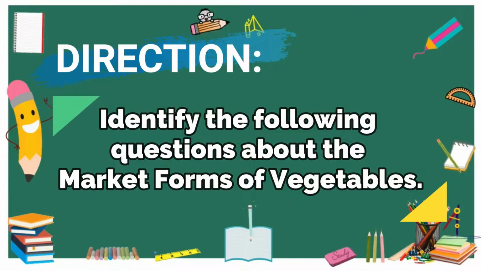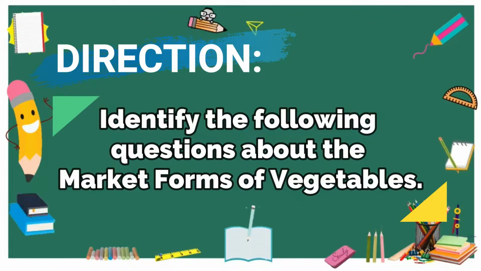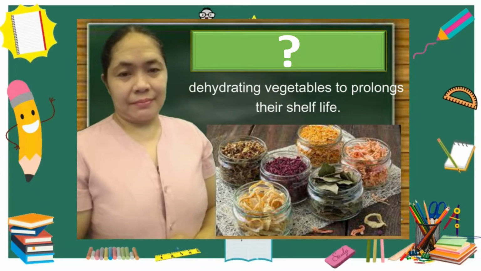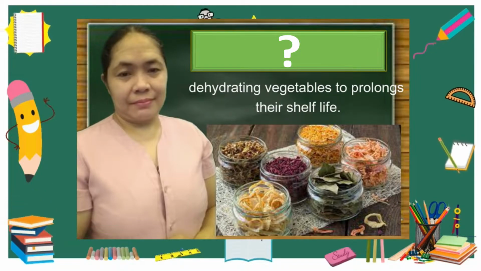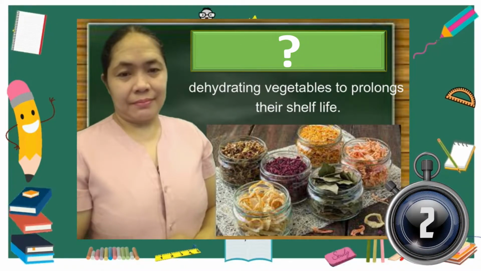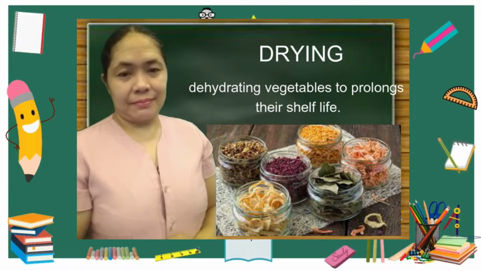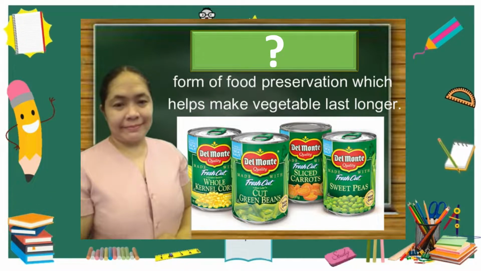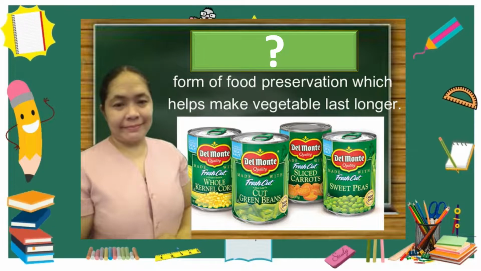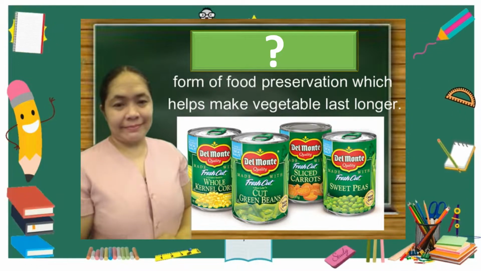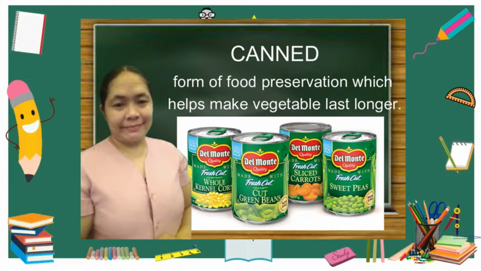Direction. Identify the following questions about the market forms of vegetables. Based on our previous lesson, it refers to dehydrating vegetables to prolong their shelf life. You're right if your answer is drying. Second question. This is a form of food preservation which helps make vegetables last longer. If your answer is canned, then you are correct.